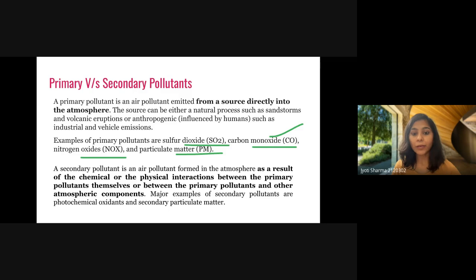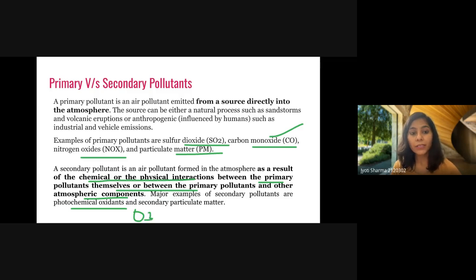And if I'm talking about the secondary, then this will be as a result of chemical or physical interaction between primary pollutants themselves, or between the primary pollutant and other atmospheric components. And the example is photochemical oxidant. The one is the ozone.